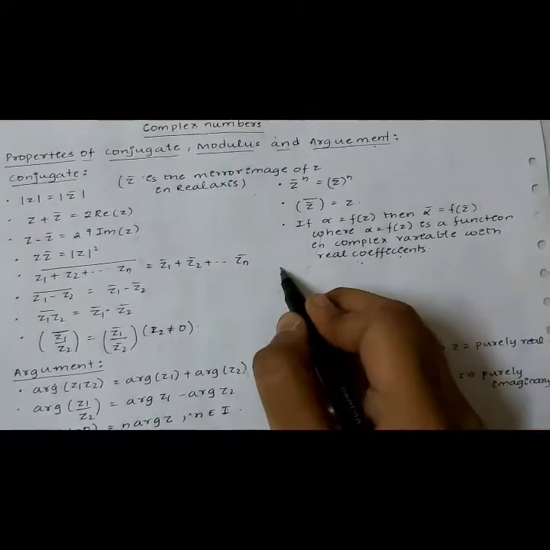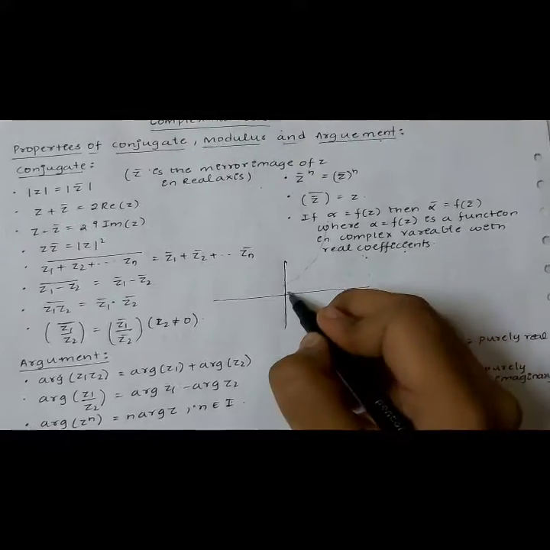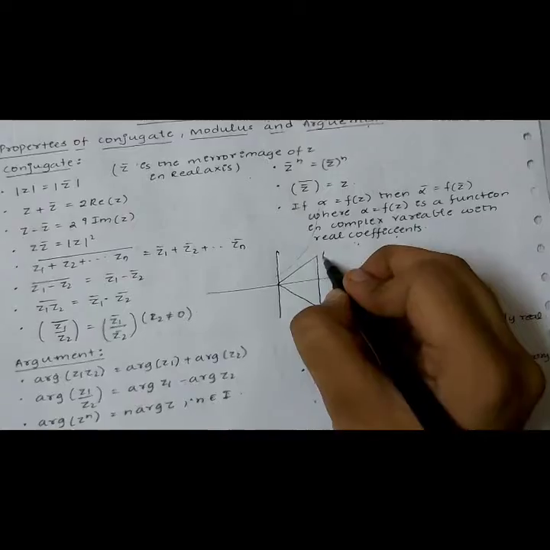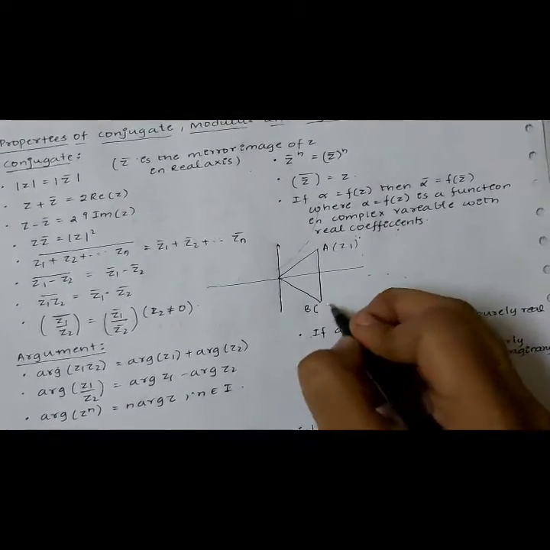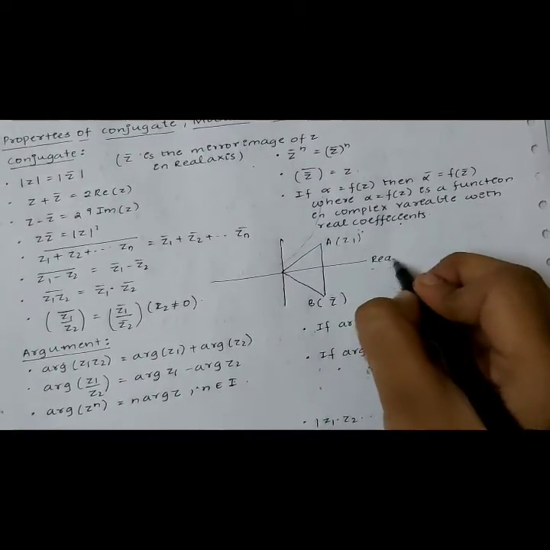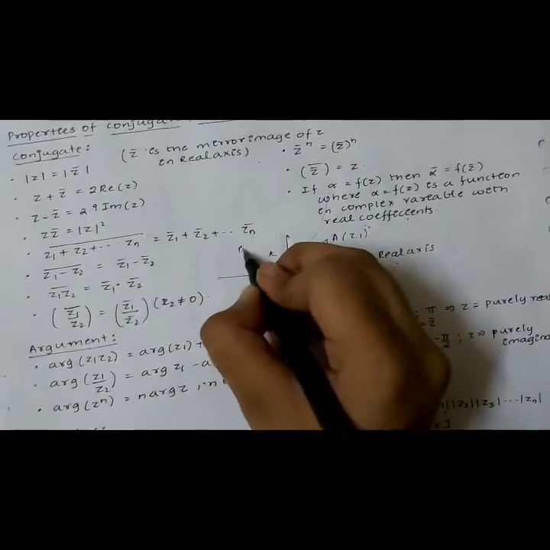That is, when we consider the conjugate plane, if we consider this as A, z1, B, this is z bar, that is the mirror image. This is the real axis and this is the imaginary axis.